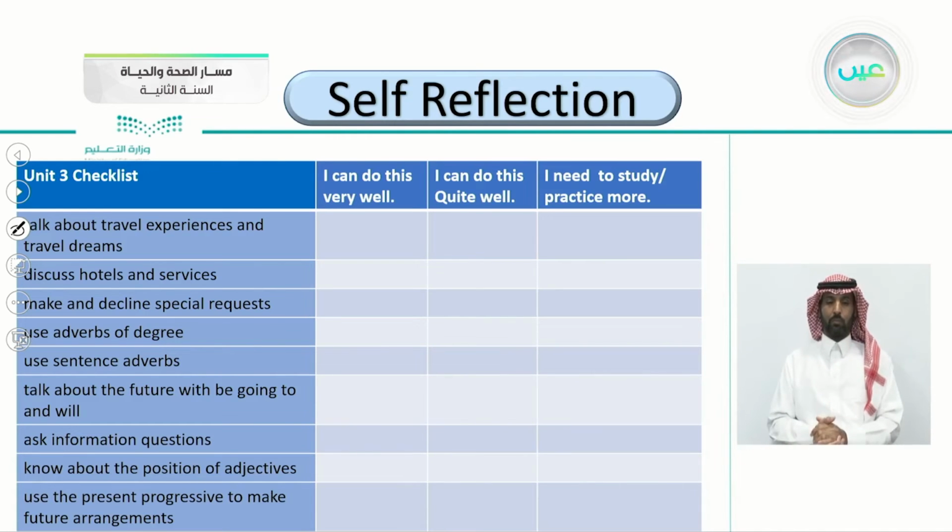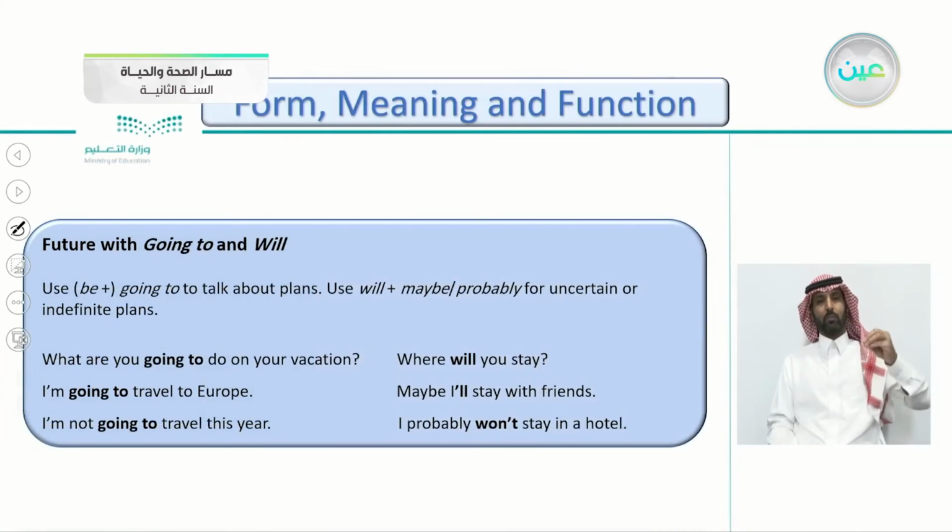Talk about the future with going to, be, and will. If you remember this lesson in the form, meaning, and function: future with going to and will. We use be plus going to talk about plans. So be and going to, plans, something that you planned. We use will plus maybe or probably for uncertain, indefinite plans.